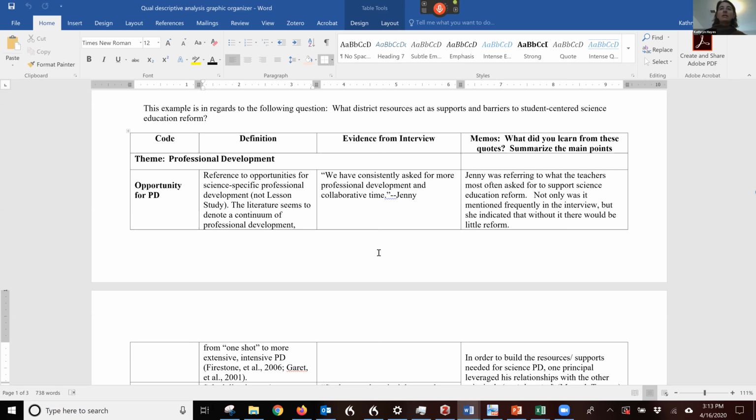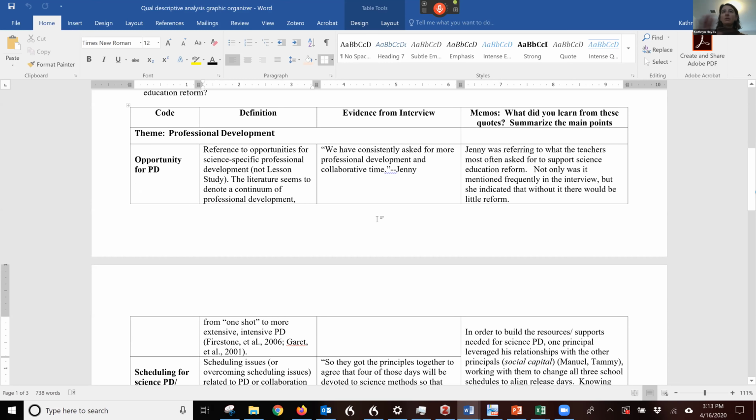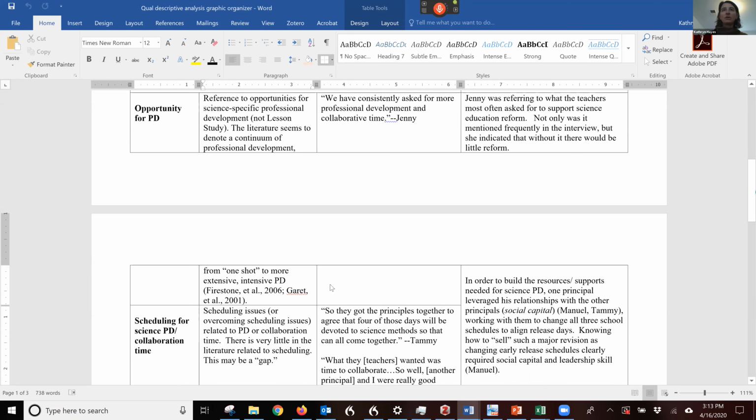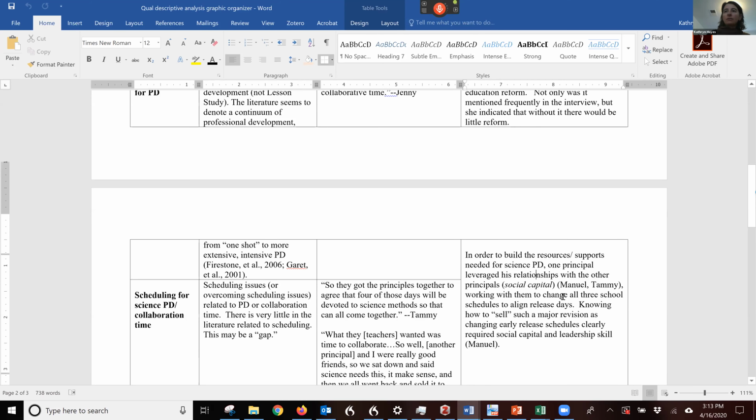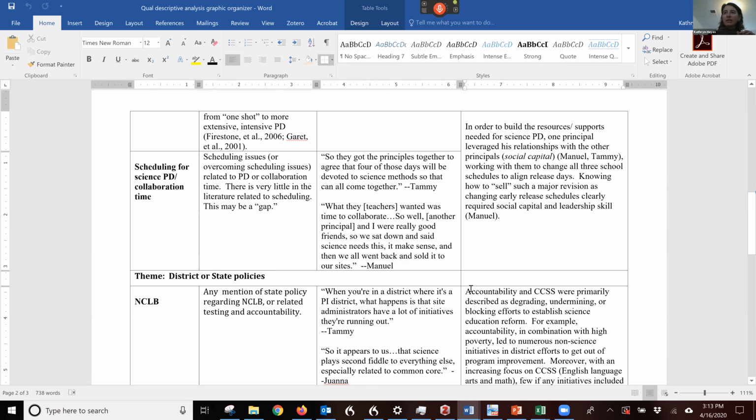Now, within your set of things here, you're going to have some claims. So sometimes those are in memos and sometimes those are in the definition. I'm going to give you an example. Here is a claim right here. Accountability and Common Core were primarily described as degrading, undermining, or blocking efforts to establish science education reform. So I'm making a slightly generalistic claim, all right?